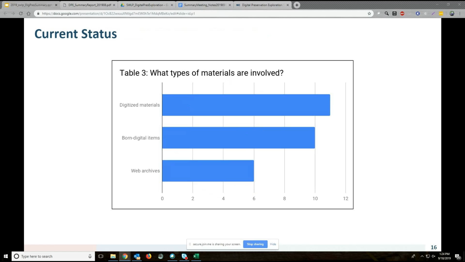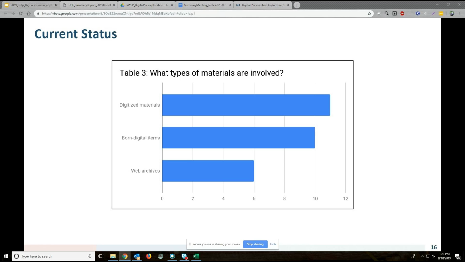So in addition to finding out why people were there that day, we also wanted to focus on what people's current status was. So we sent some general questions to people before the meeting and then had them walk through those questions.